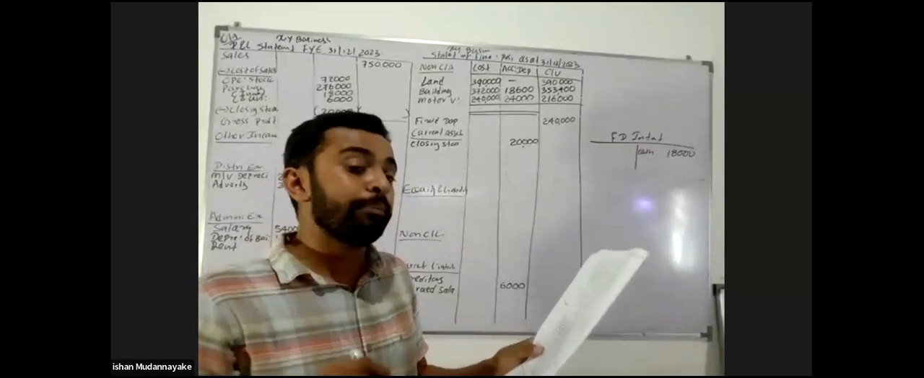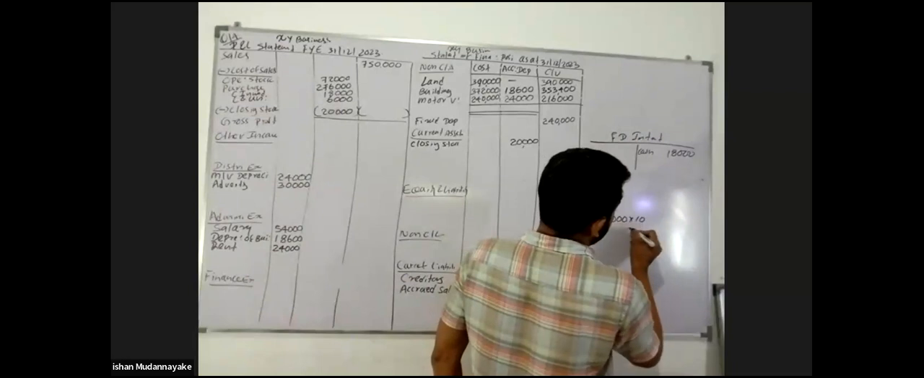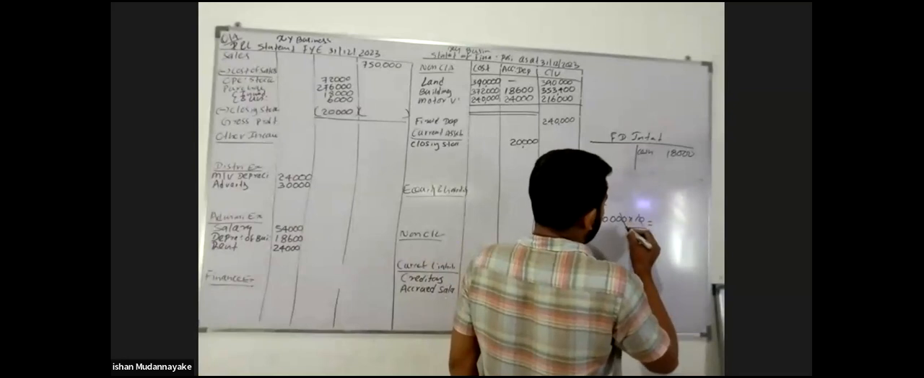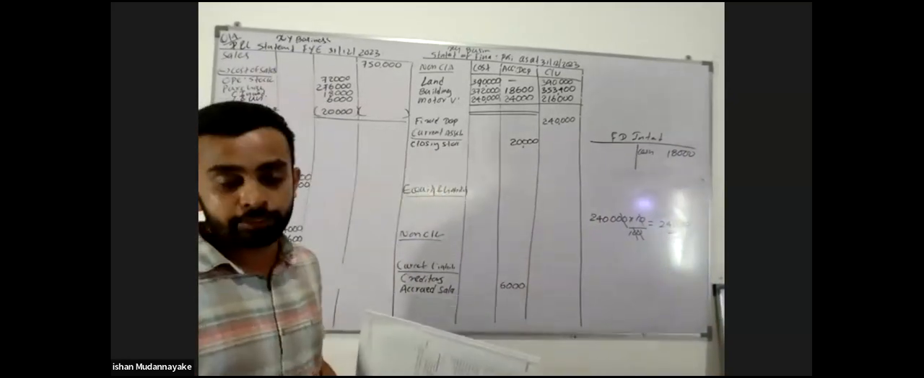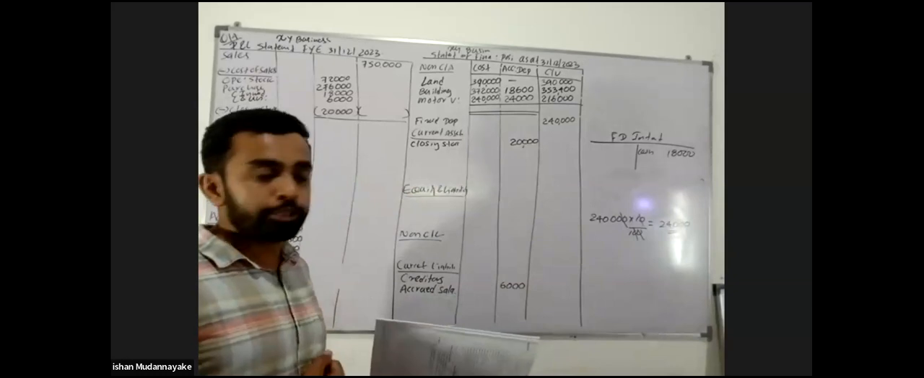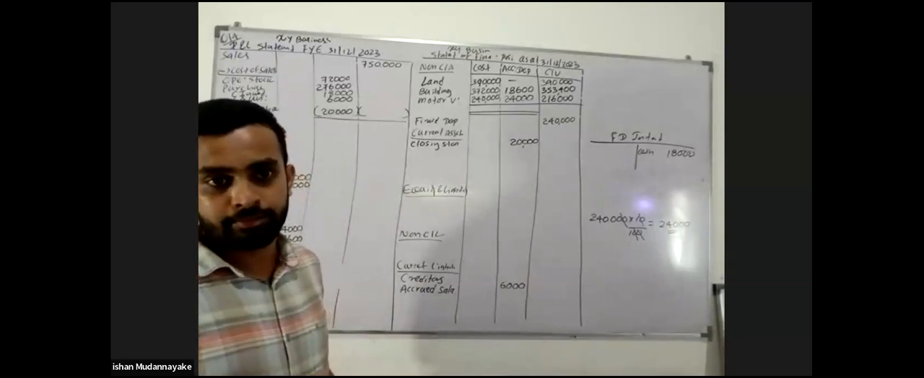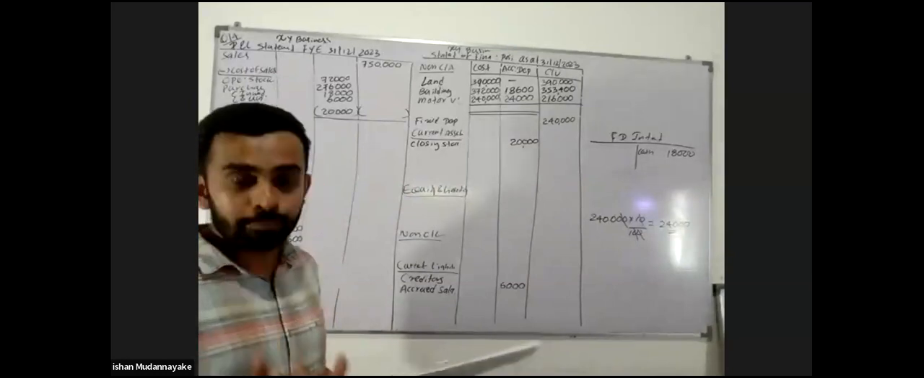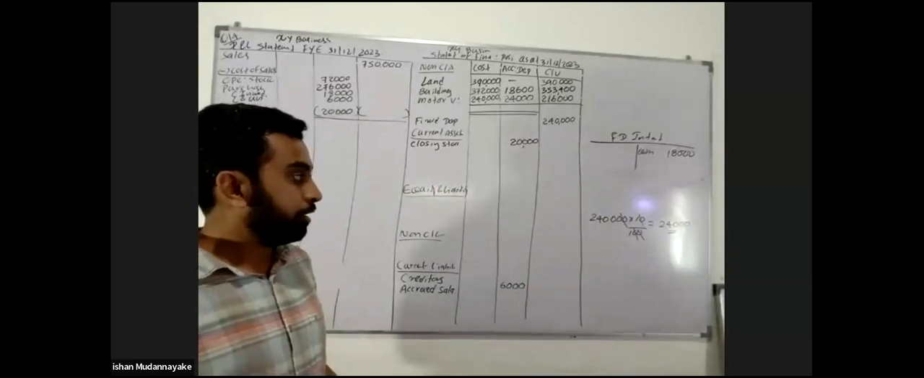But what is the relevant fixed deposit interest income for the period? 240,000 into 10%, that is 24,000. But out of 24,000, we have collected only 18,000. Another 6,000 is receivable, which we need to collect. And that 6,000 is an income of the business during our financial year.